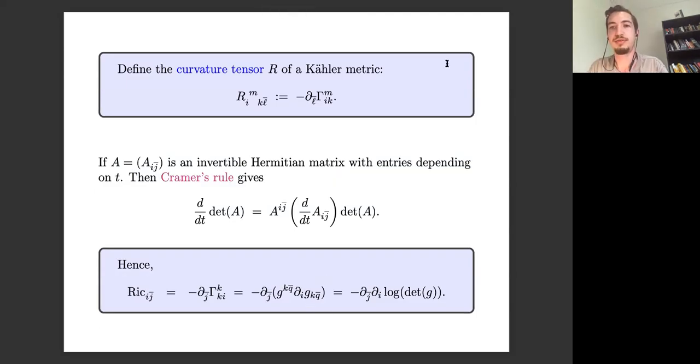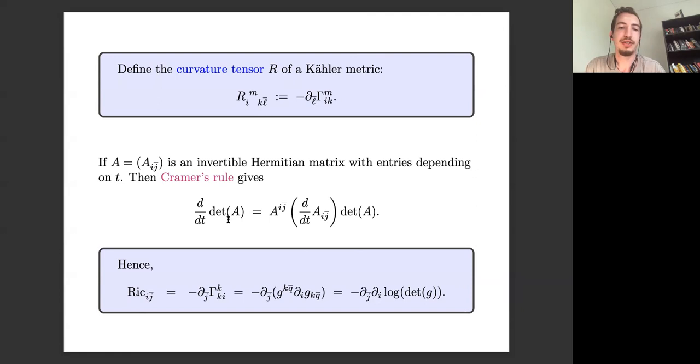Okay, so this is probably one of the few calculations we're going to do today. And if someone has a very nice proof of this fact, I personally don't like this proof, this calculation I don't like. So if someone has a really nice argument, please do tell me. So I can define the curvature tensor of a Kähler metric by this formula where gamma is the Christoffel symbols. I say can because I'm not saying that's how you should do it, but for this purpose, it's perfectly fine. So I can use Cramer's rule to deduce the following formula. If I have a Hermitian matrix which is invertible, and the terms in the matrix depend on t, then I can differentiate the determinant and I get an expression of this type.